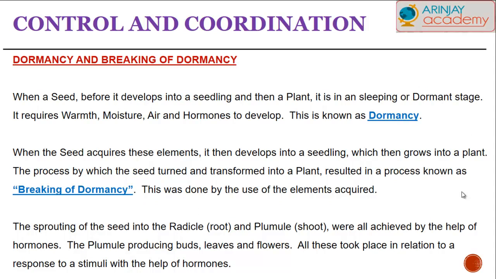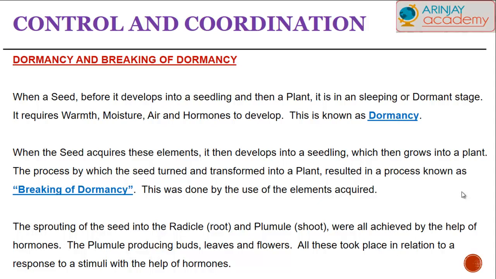What do we mean by the dormancy and breaking of dormancy? When a plant is in its seed stage, it is said to be sleeping or dormant. Just like a volcano will be asleep for 10-12 years before it becomes active and then erupts. Similarly, as the seed is in this dormant stage, it will be requiring warmth, moisture, air, and hormones. Then it begins to develop.